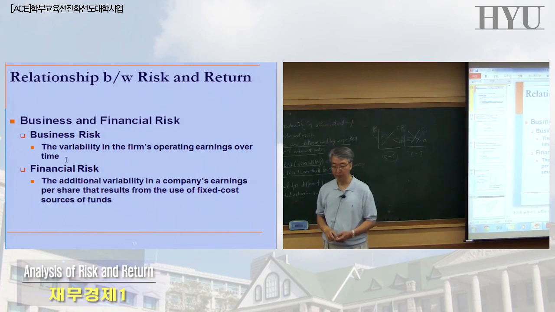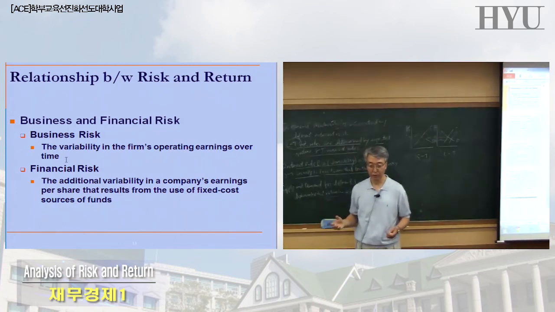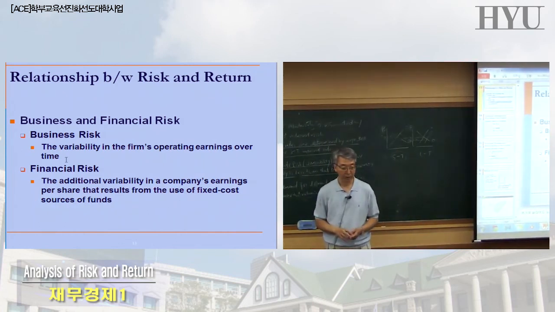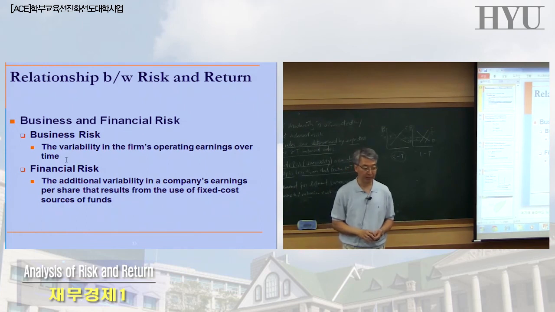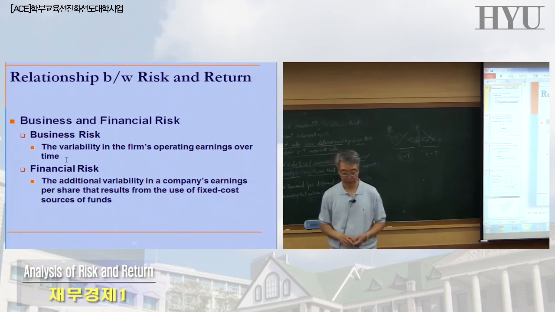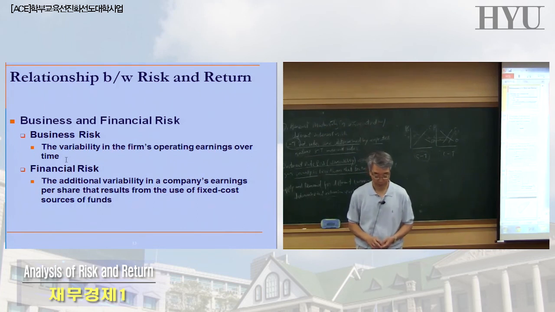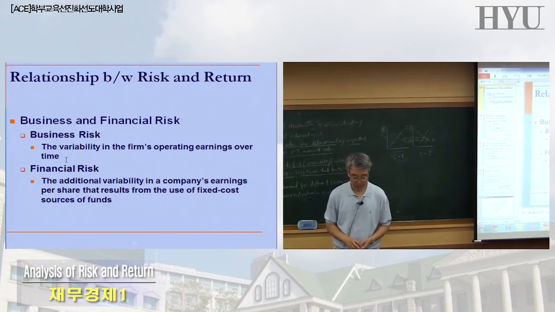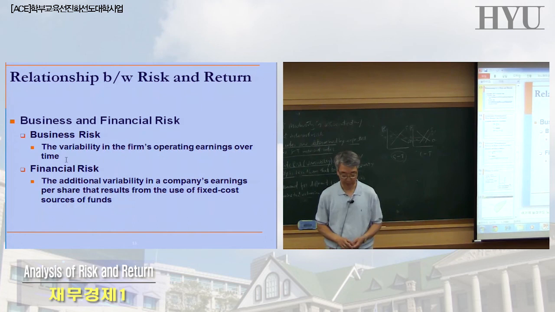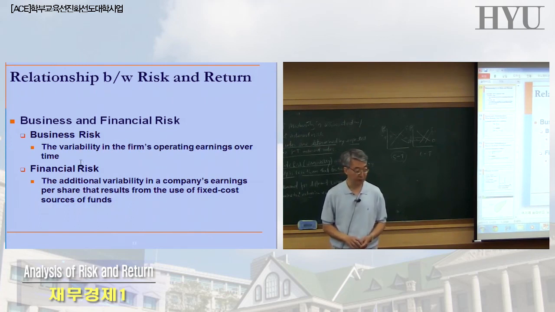Or something happens, a company can be involved in a huge lawsuit, or there's a big accident like BP. Then that's a business risk. Financial risk comes from their debt, basically. It's the variability of the company's earnings per share that results from the use of fixed cost sources of funds. What is a fixed cost source of funds? Something like a bond, right? It's a fixed cost.